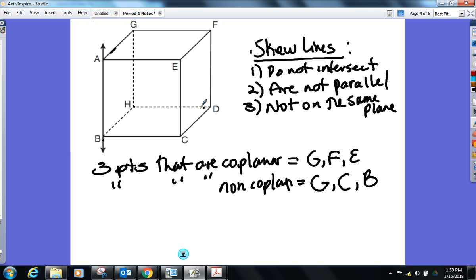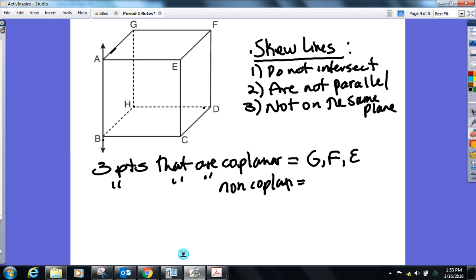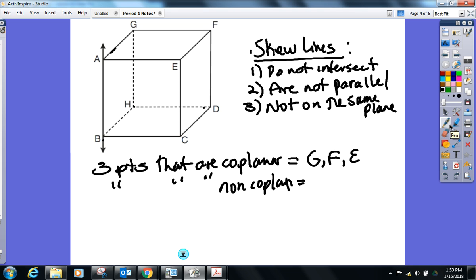Those are also diagonal. GCB. GF. Maybe I just picked a bad example here.